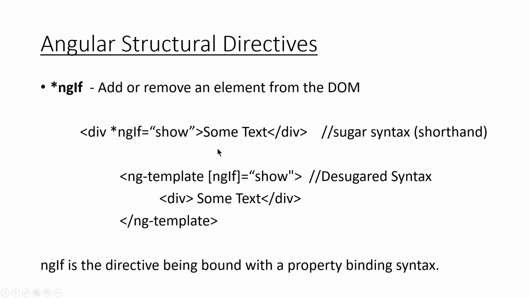What this will be converted to is something like this. We just looked at the ng-template before, so it would create the ng-template as a wrapper around some particular content, which is our div, and we're using a property binding to link it so that if this show variable is true, then we will display the information that's inside.